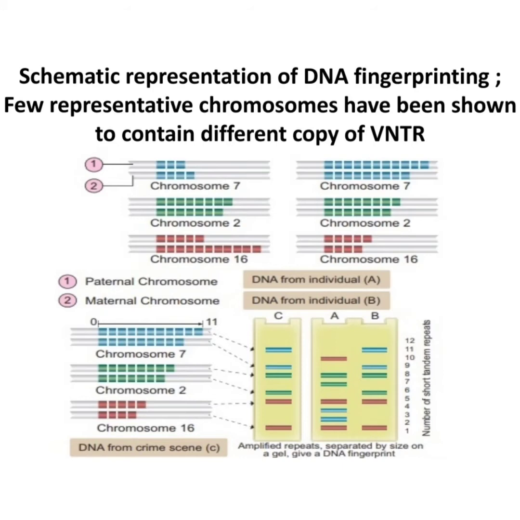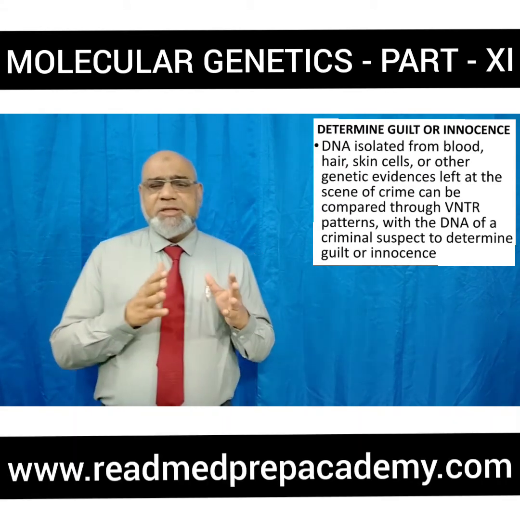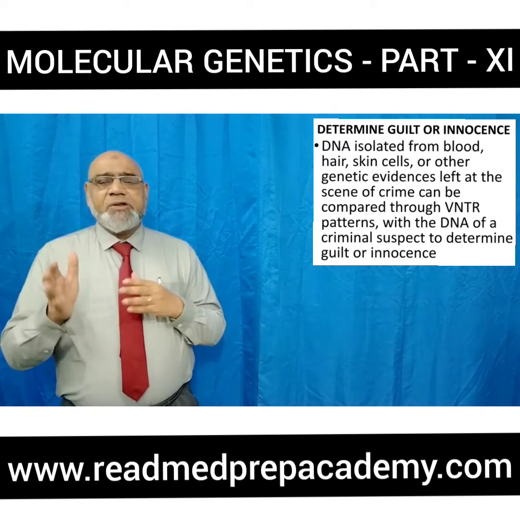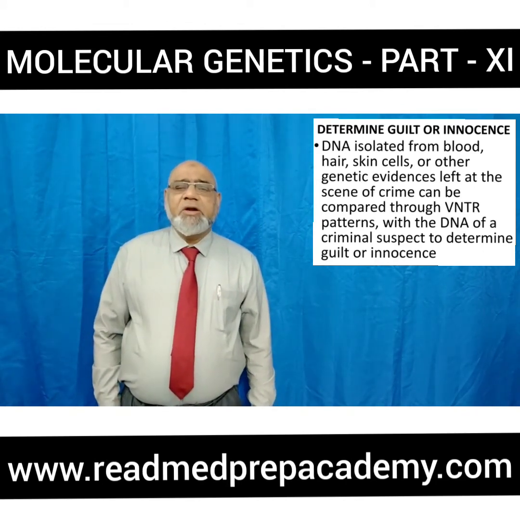These are of two individuals, individual A and individual B, and C is taken from the scene of the crime and compared with individual A and individual B. We come to know that the DNA that has been taken from the crime site goes along with individual B. DNA isolated from blood, hair, skin cells or other genetic evidence left at the scene of crime can be compared through VNTR patterns with the DNA of a criminal suspect to determine guilt or innocence.